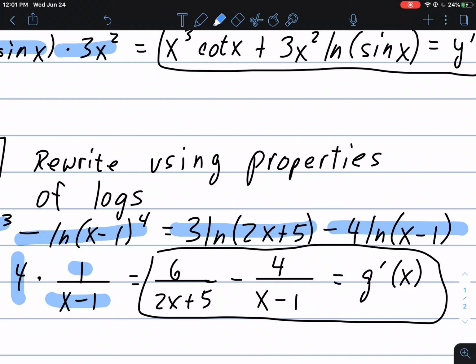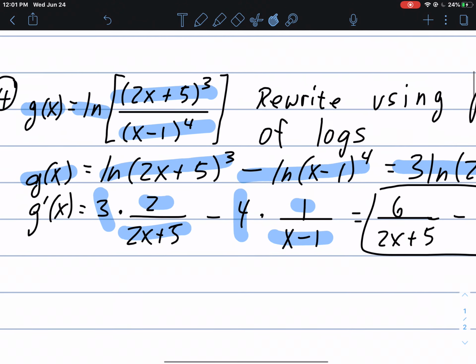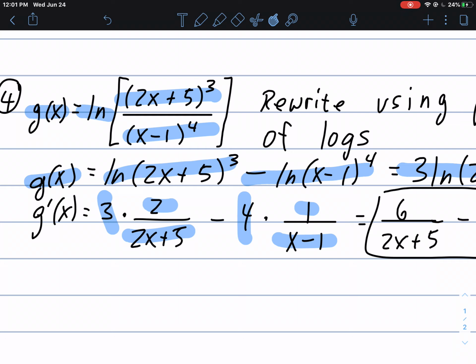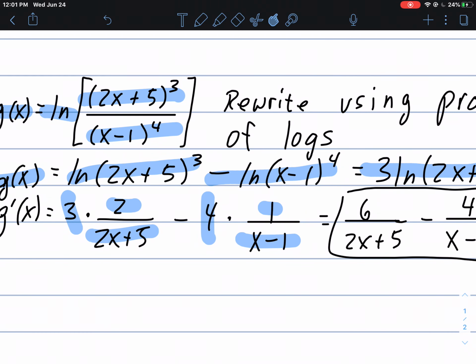So again, each one of those works the same way. It's a constant times the log function, so its derivative, y prime, would be the constant times the derivative of the log function, which is the derivative of the argument divided by the argument. And then the same thing with the second one. And that's it. I'm done with the differentiation. After that, it's just cleaning it up.